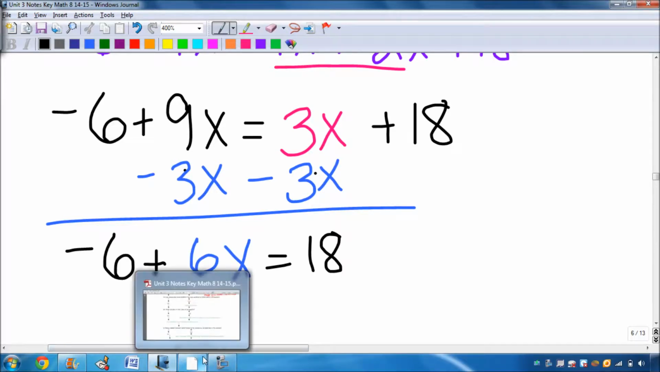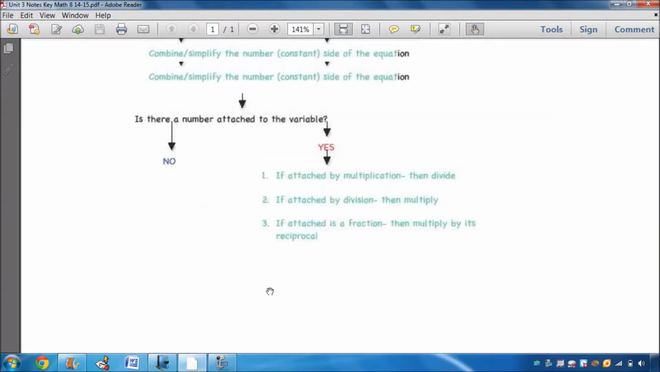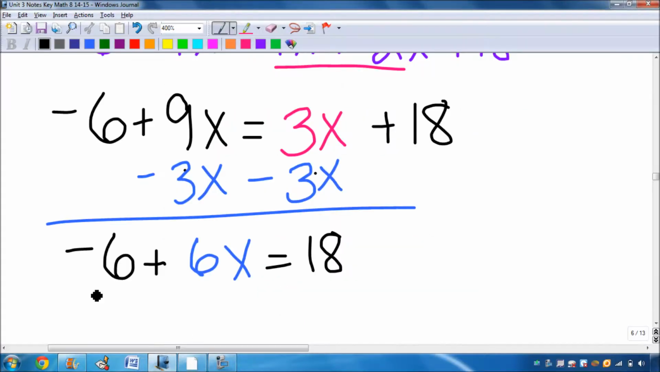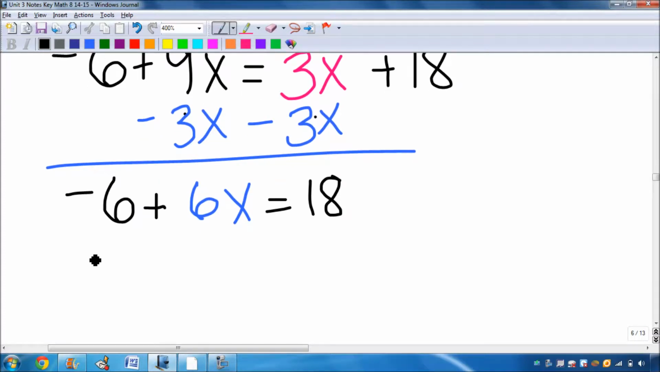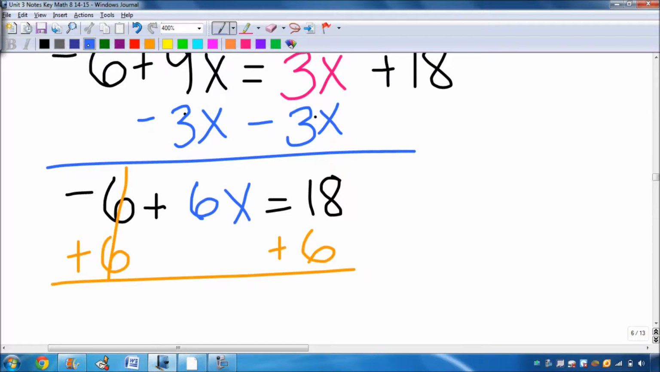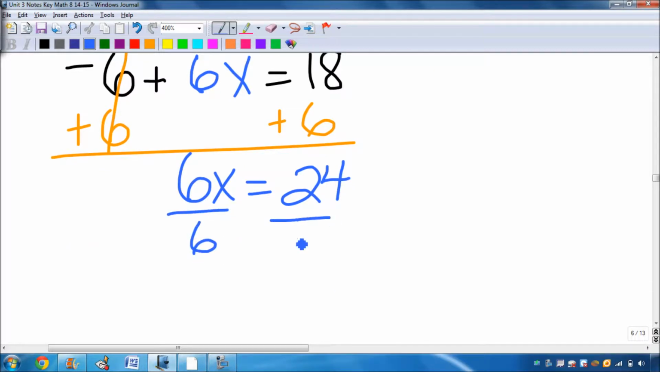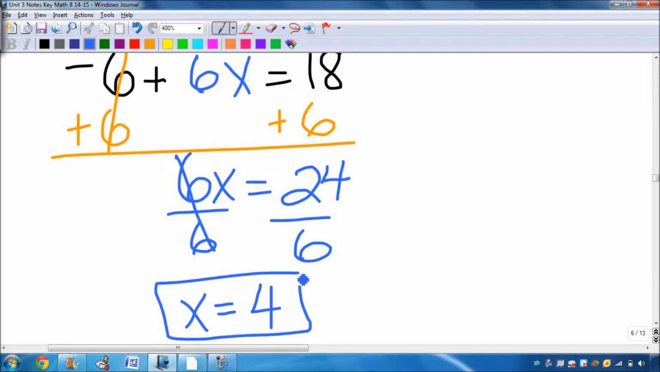Now it's just a regular two-step equation, but let's follow the flow chart. Is there a number or a constant not attached to the variable on the same side of the variable? Well, the variables have chosen to claim the left side, so the constant right here has to go. So how do I get rid of a -6? I'm just going to add 6 to both sides. This goes away, so I end up getting 6x equals 24. I would follow the next step in the flow chart, but at this point in time, I'm hoping you understand that you're just supposed to divide everything by 6, and your answer is x equals 4, and we are done.